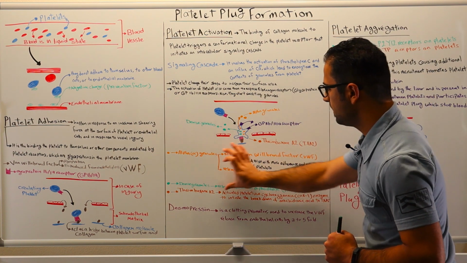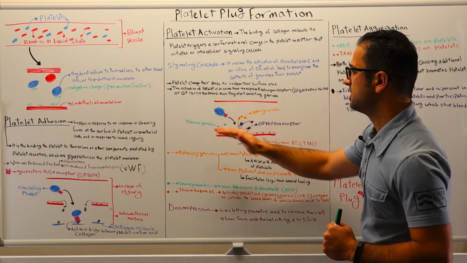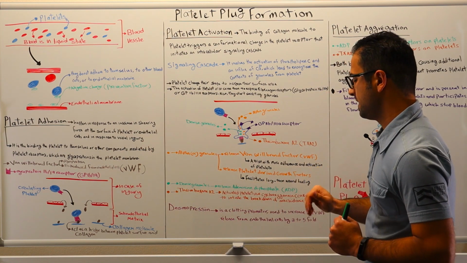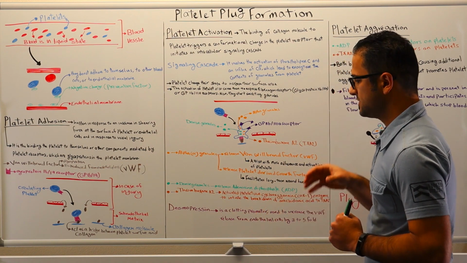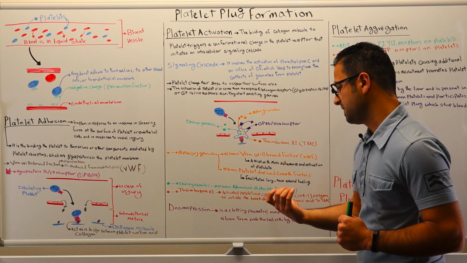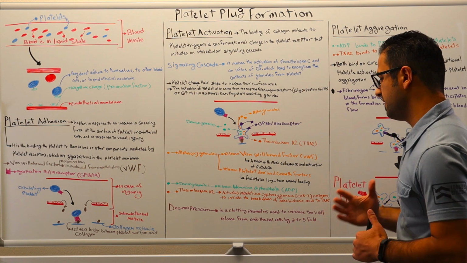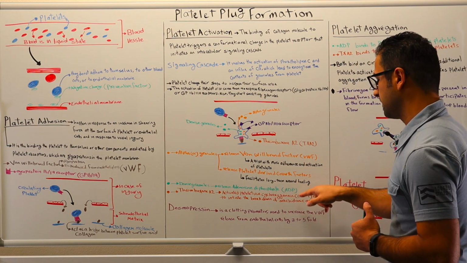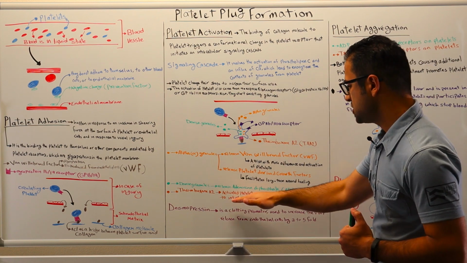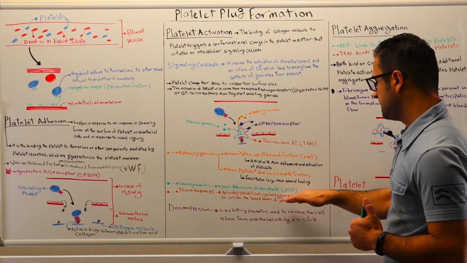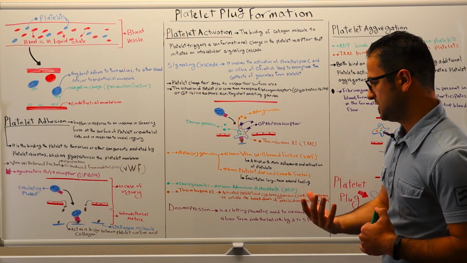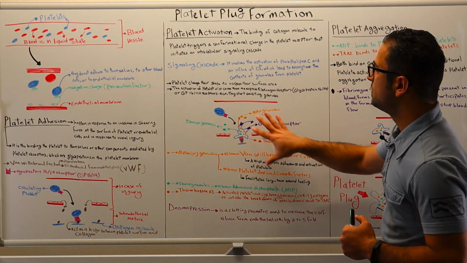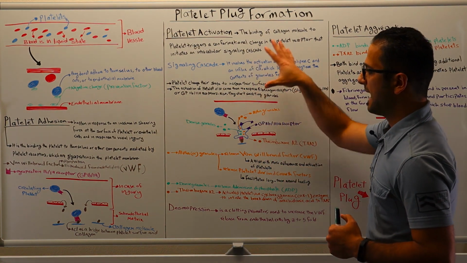In addition to all this from alpha granules and dense granules, we also have thromboxane A2. Thromboxane A2 gets released from the activated platelet, which uses an enzyme called cyclooxygenase, or COX-1 enzyme, to initiate the breakdown of arachidonic acid to thromboxane A2. And this basically concludes the second step, which is platelet activation.